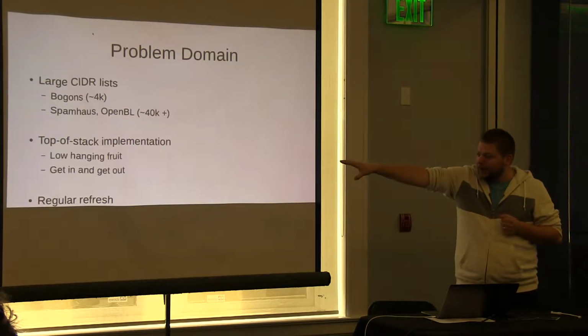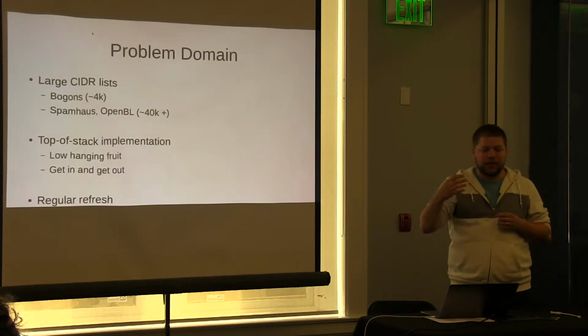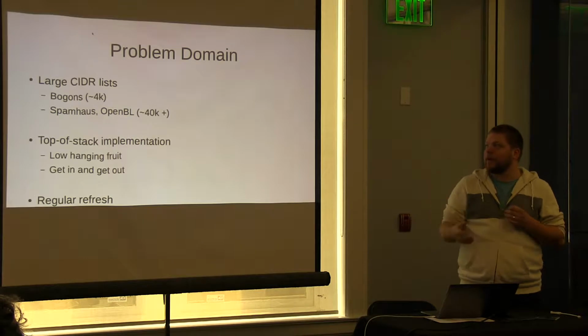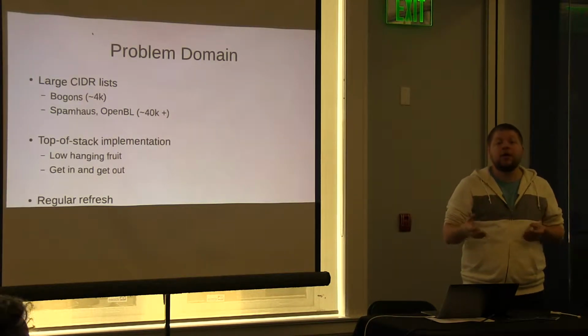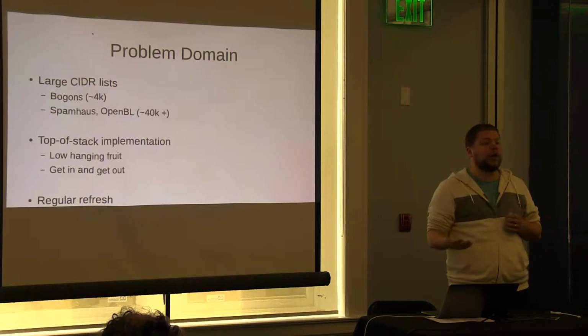So the bottom bullet says regular refresh. Part of our use case was that we were getting CIDR lists coming in from various sources on a regular basis, every couple of minutes or so. So statically defining them in a config file wouldn't work. We needed to refresh our sources regularly, and it needed to be done without reloading worker processes.